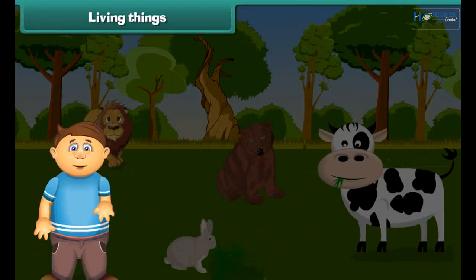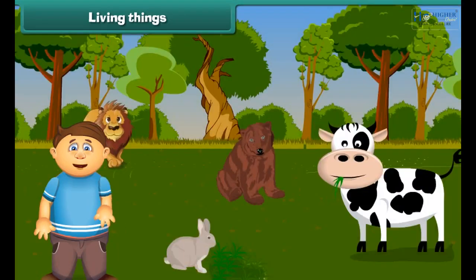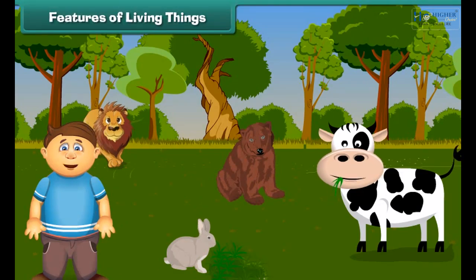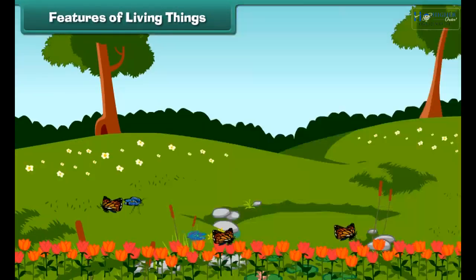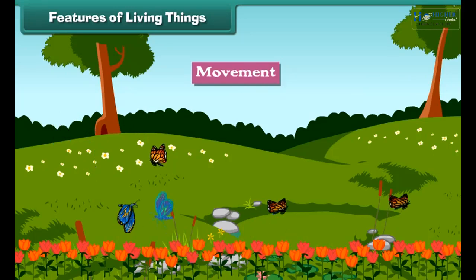Dear students, actually we all are surrounded by two kinds of things, living and non-living things. All the animals and plants are examples of living things. Do you know how we can identify living things? Well, all living things show movement. It means that they frequently move from one place to another.